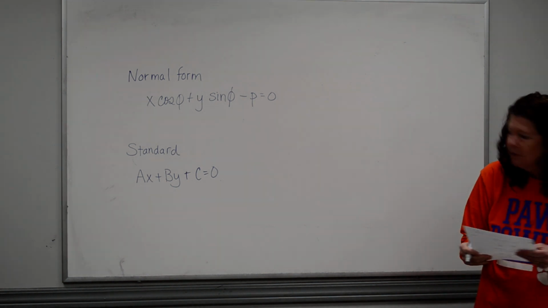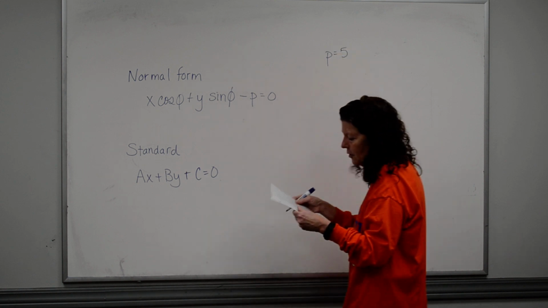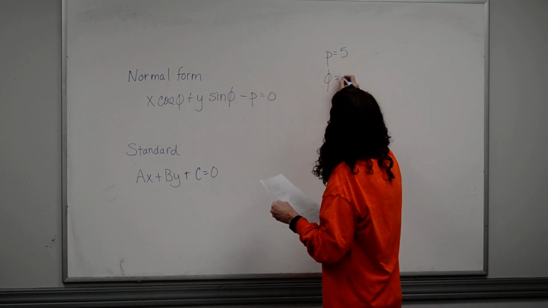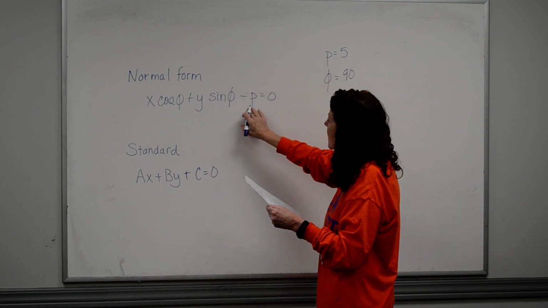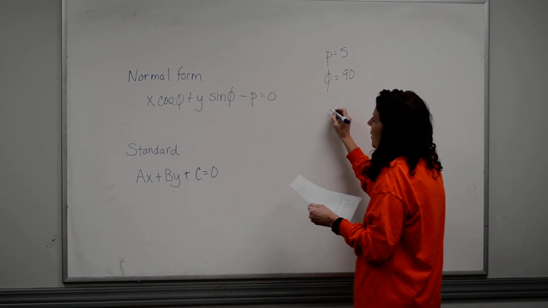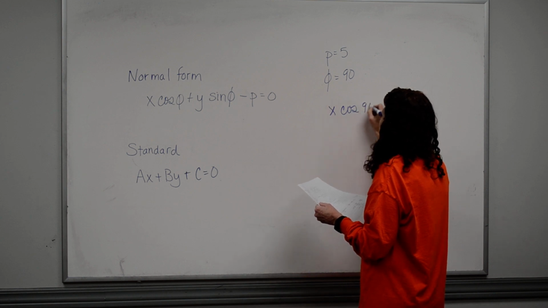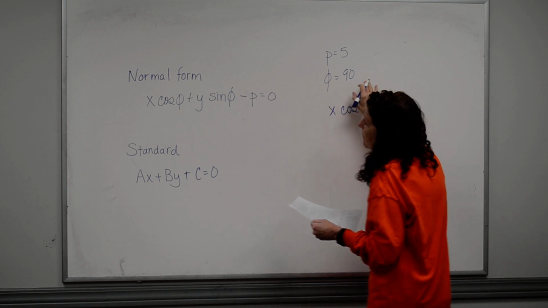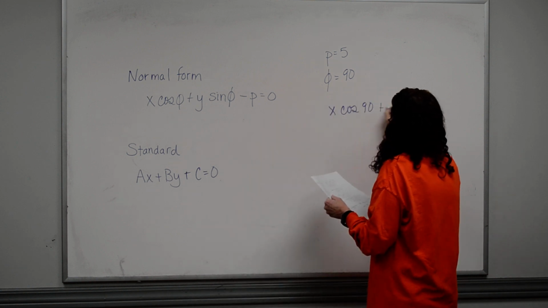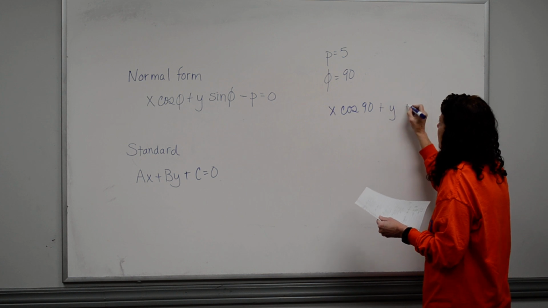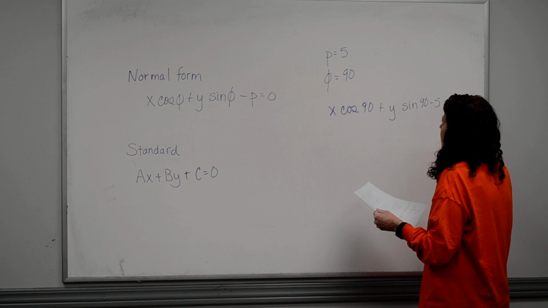So if you look at 41, they give you two things. They give you p is equal to 5, which is your distance to the line, and phi is 90. So literally what you're doing is you're substituting in right here. So I have x times the cosine of 90. This is going from your normal form to a standard form, plus y times, and I'm substituting in here, the sine of 90 minus 5 equals 0.